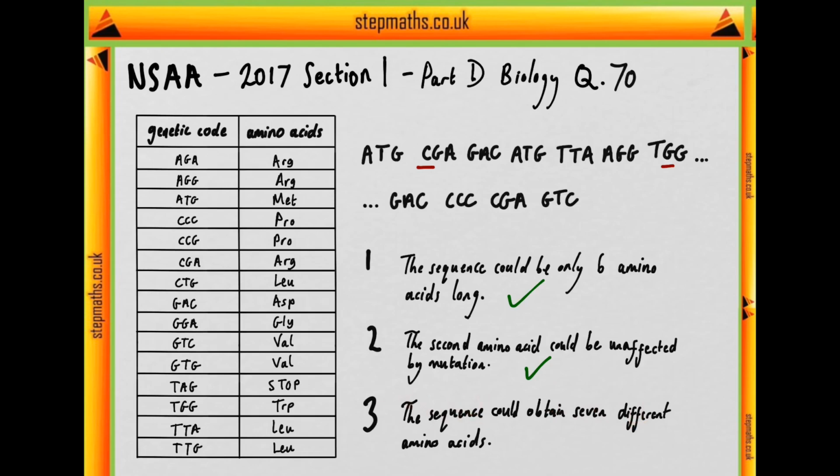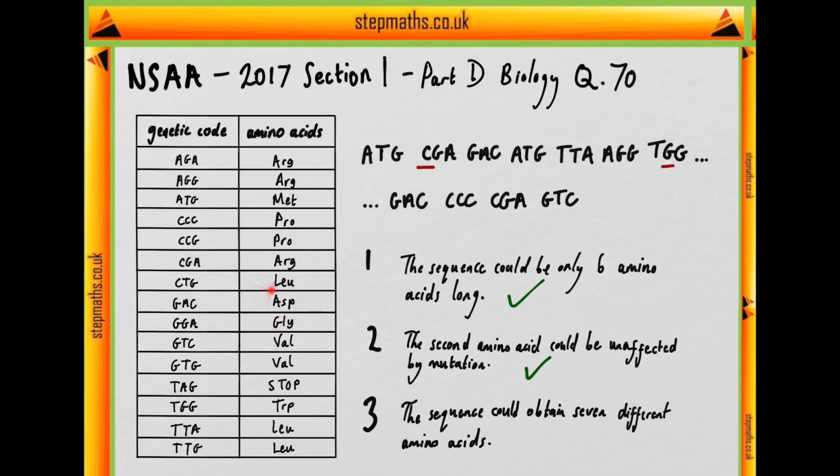amino acids. Well, that will involve counting up the number of amino acids we have under normal circumstances, which we can do. So ATG, that's MET, so we can remember that. CGA is ARG, so that's a different one. GAC is ASP. ATG is MET again, so we can ignore that. TTA is LEU. AGG is ARG, which we've already had. TGG is TRP, which we haven't had before, so we can note that.